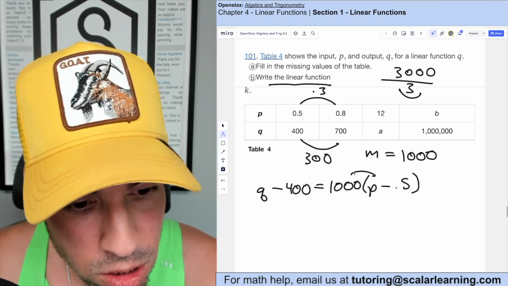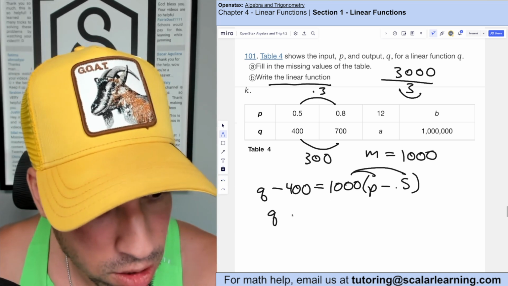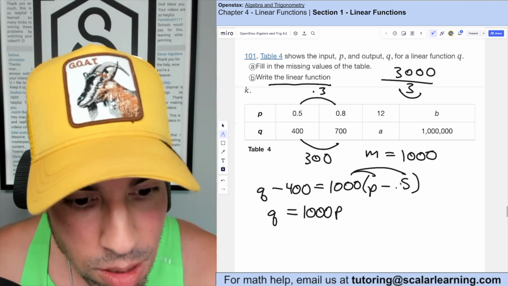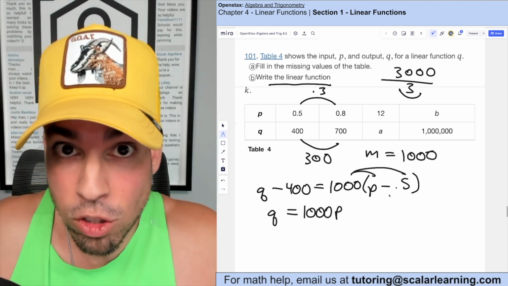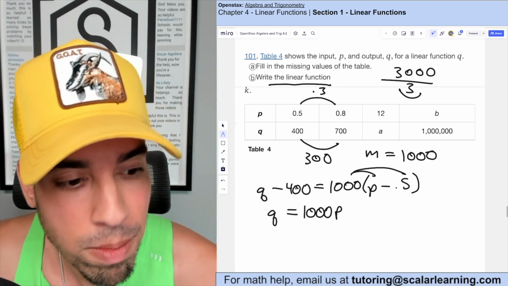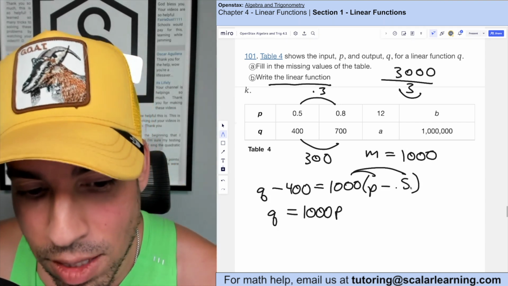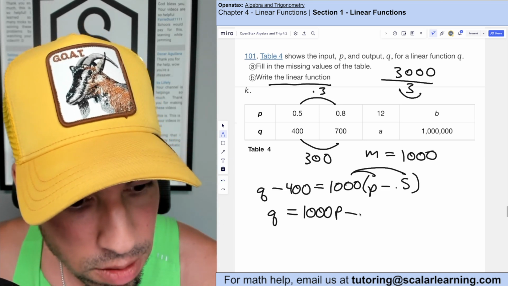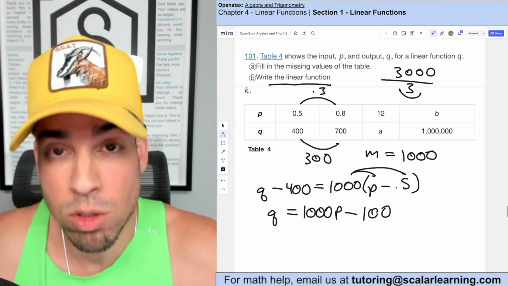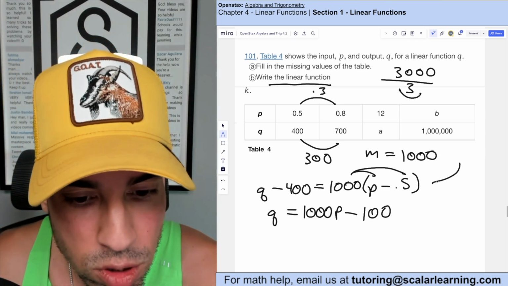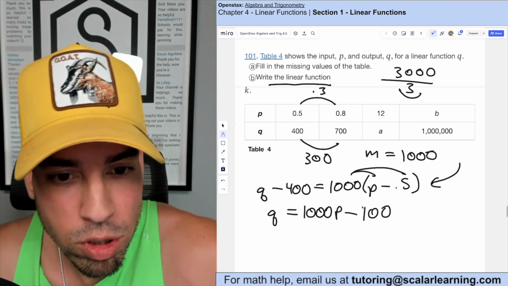So I'm going to distribute this to put it into slope-intercept form, and I've got q equals 1,000 p, and then 1,000 times negative 1/2 is negative 500, right? Half of 1,000 is 500, with the negative is negative 500, but I'm adding 400 to it. So negative 500 plus 400 is negative 100. So I kind of combined those steps. Hope that wasn't too quick. But there's your equation. And by the way, you could still use this equation if you wanted to. But this one's going to be really nice.